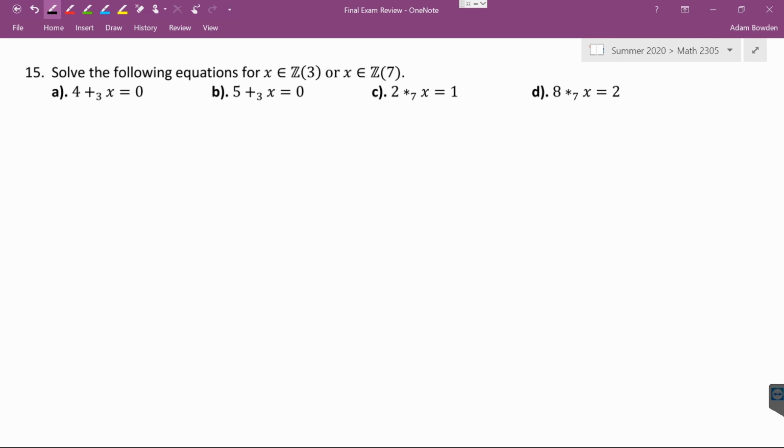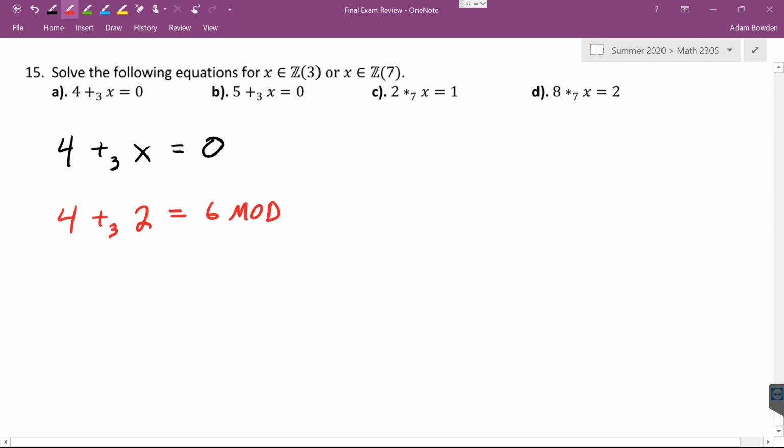So in this one, what we're doing is similar to what we just did, but in this case, we're looking at an unknown value for x. So if we take 4 plus x mod 3 and solve that equal to 0, what would we be looking for? Well, we're looking for a number that when we add it with 4 and then do mod 3, we get 0. So if we take 4 plus 2 and do mod 3, then that would be 6 mod 3, and that would be 0. So what we can say here is that x is equal to 2.